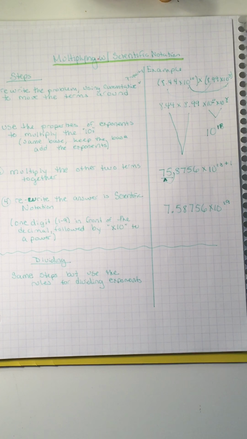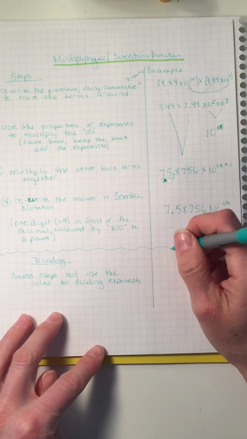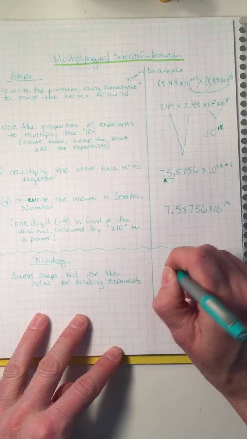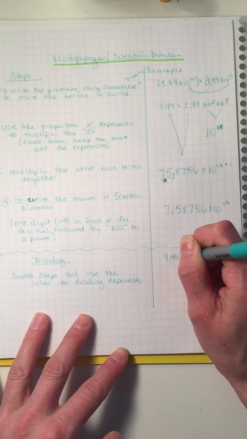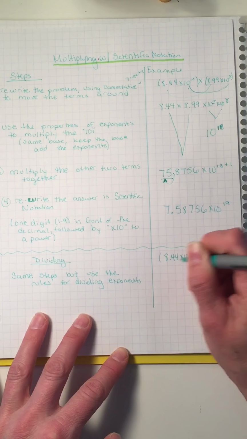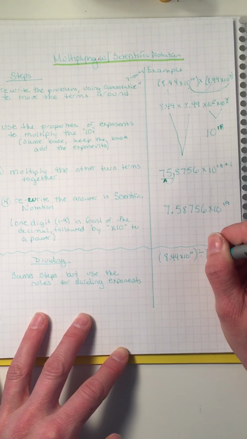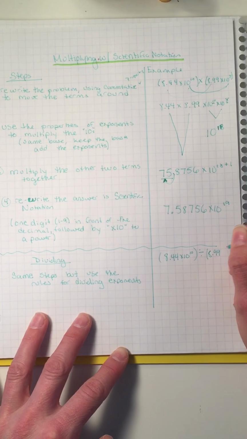Now, dividing is similar, but instead of using the rules for multiplying with exponents, we have to use the rules for dividing with exponents. There's no division on this worksheet, but this is just as a review. So say we had that same problem, but instead of saying multiply, it said divide. So let's imagine that it said 8.44 times 10 to the 10th divided by 8.99 times 10 to the 8th.